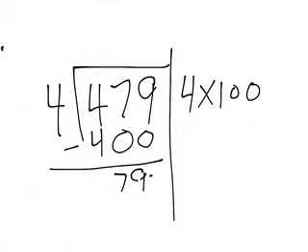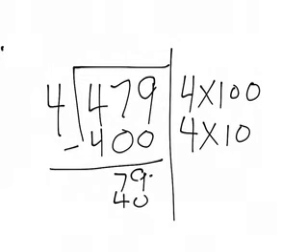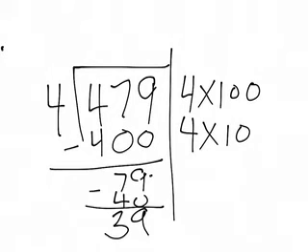Now, they could do 4 times 20, but that would be 80. That'd be too much. I would tell the kids now, just go for something nice and easy. Let's get rid of a little bit more and do 4 times 10, which gives me 40. I subtract, and now I have 39 to work with. Now, this is a doable problem. 39 divided by 4, well, that would be 4 times 9, which is 36.